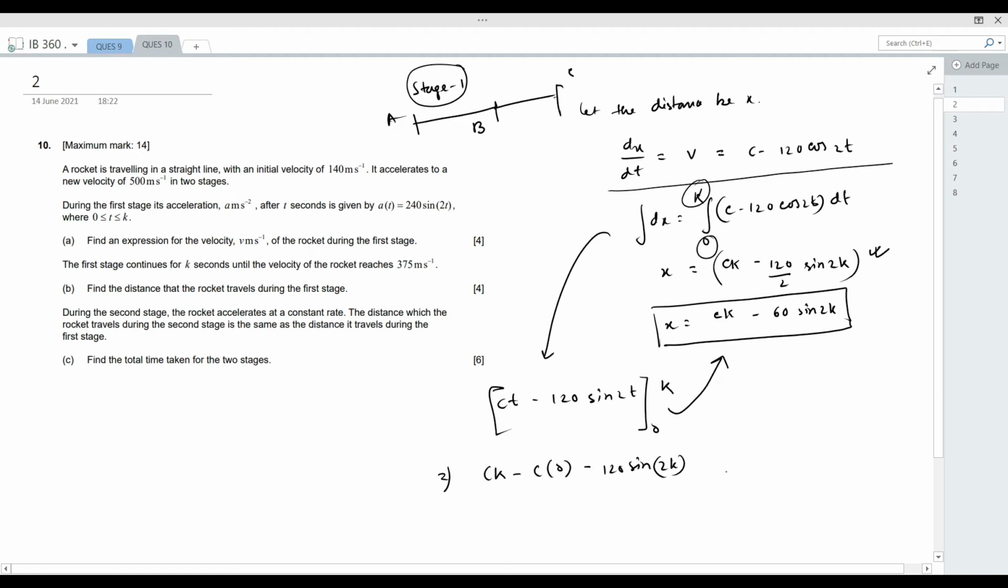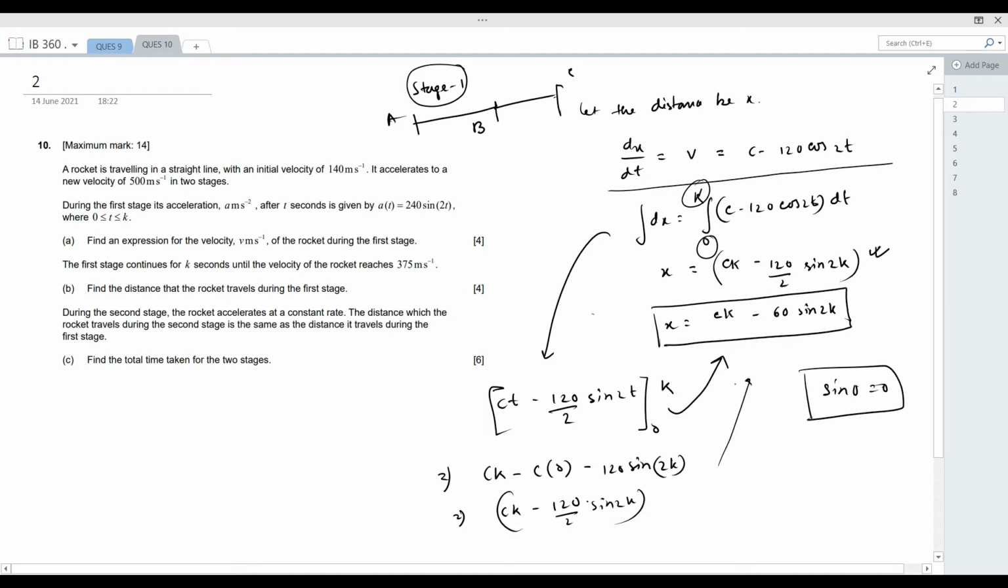So it is like sine 0 equals 0, so we are not taking the value. So from here you can find out the value is ck minus 1, ck minus 120 by 2, 120 by 2 sine 2k. So this is the value there.